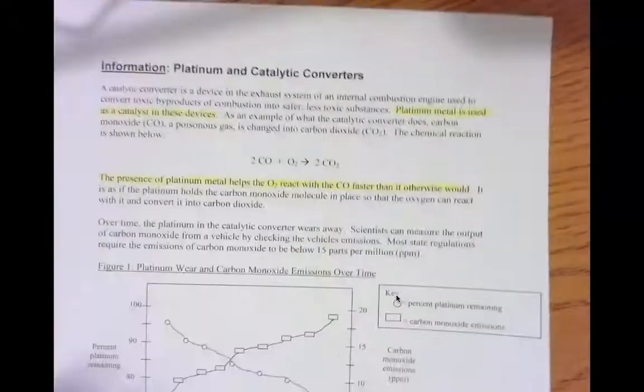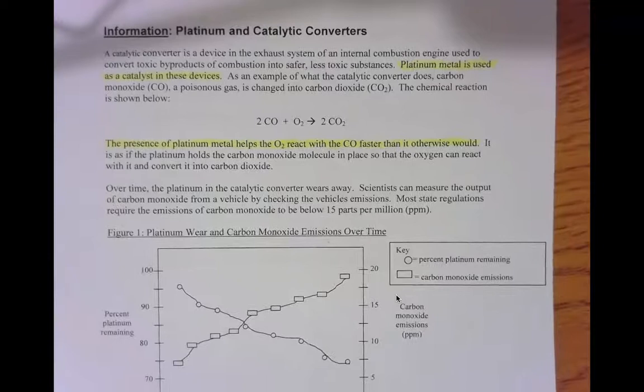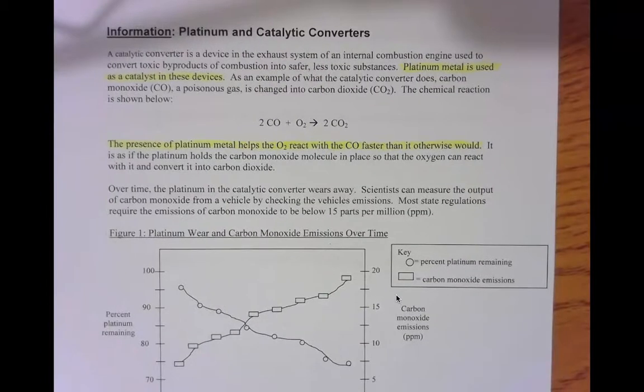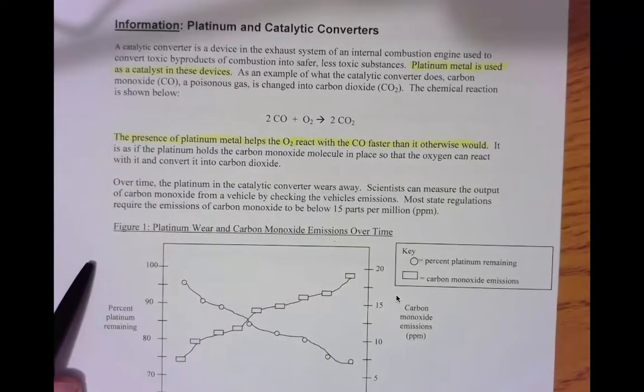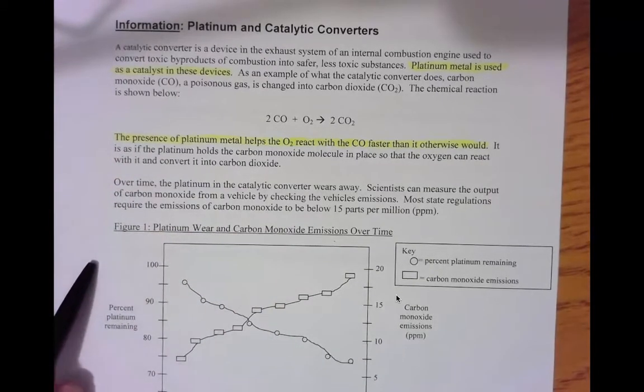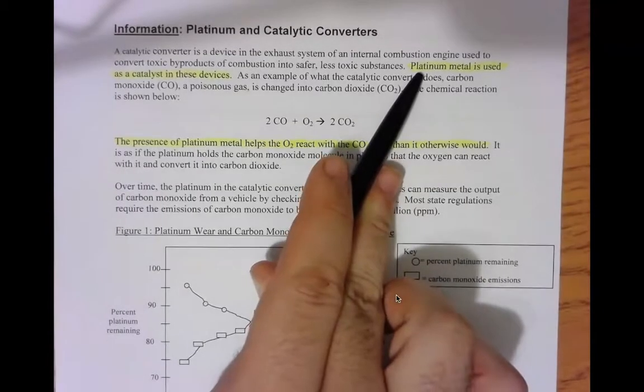And then lastly, we have our last section on platinum and catalytic converters. So I've highlighted some of the important information. I want you guys to read through this. I'm not going to talk about everything. A few things that I do want to talk about that will be important when you are answering the questions is it tells us that platinum metal is used as a catalyst in these devices.